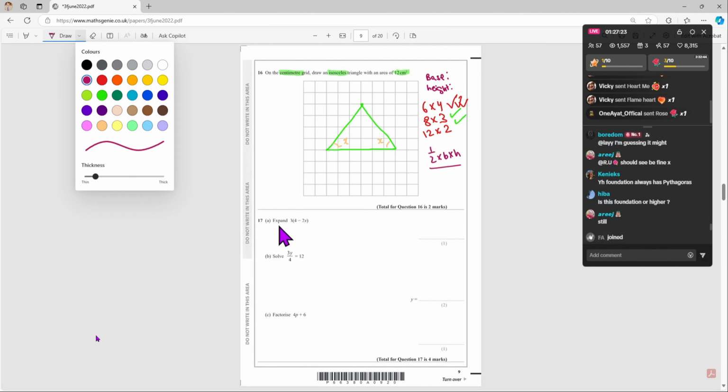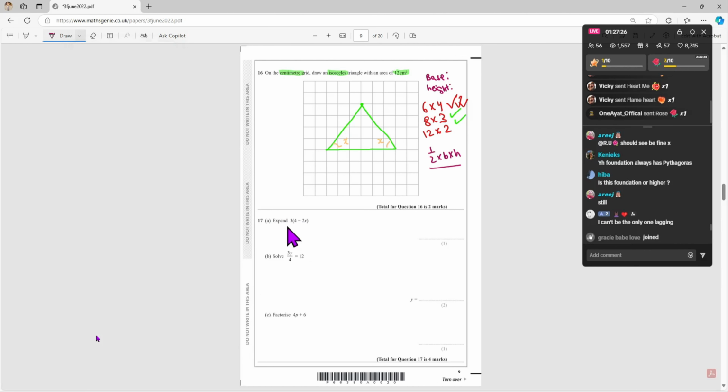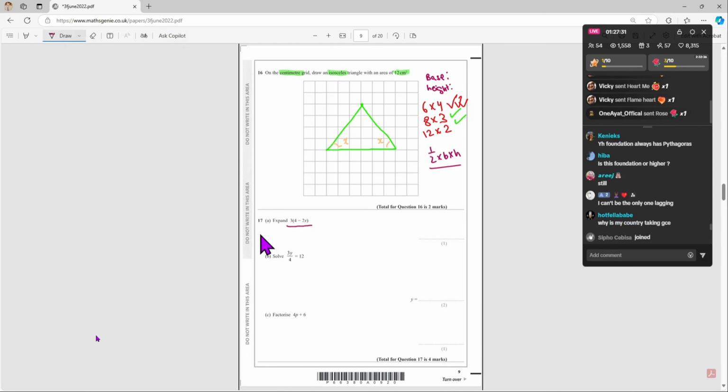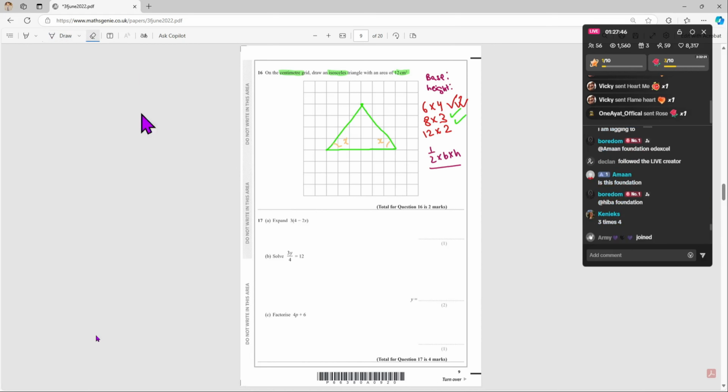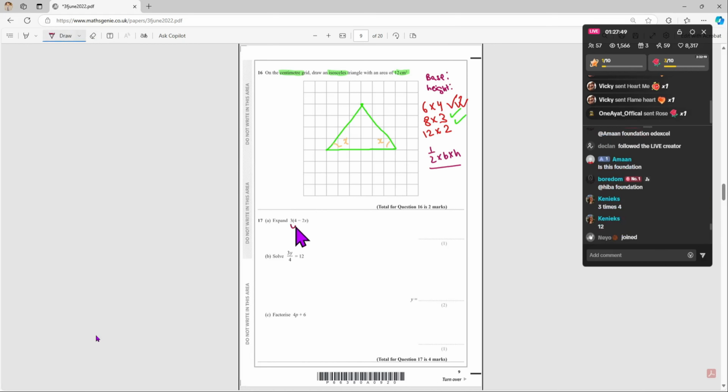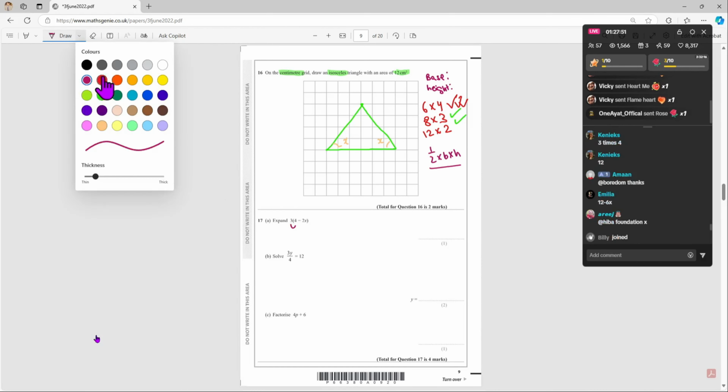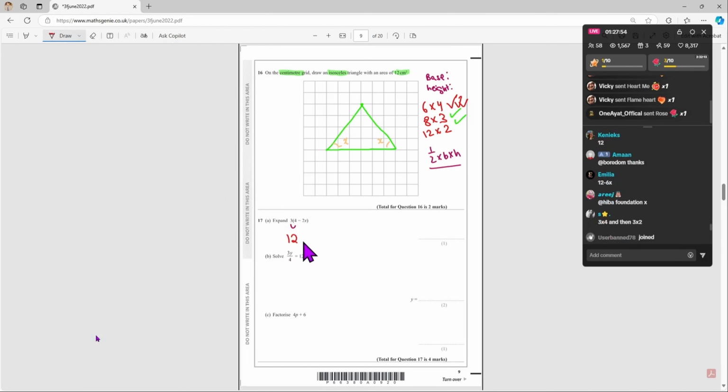So, question number 17. You need to expand 3 and then brackets 4 minus 2x. How do we do this? Very, very simple. We're just going to do 3, the outside number, and then multiply it by the 4. 3 times 4 will give you a 12. Then minus 6x. And that will be your answer.